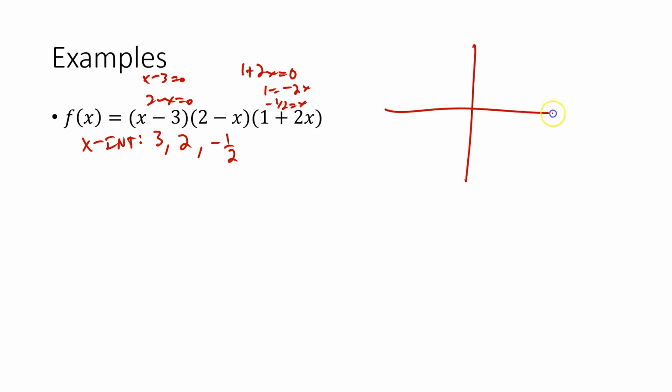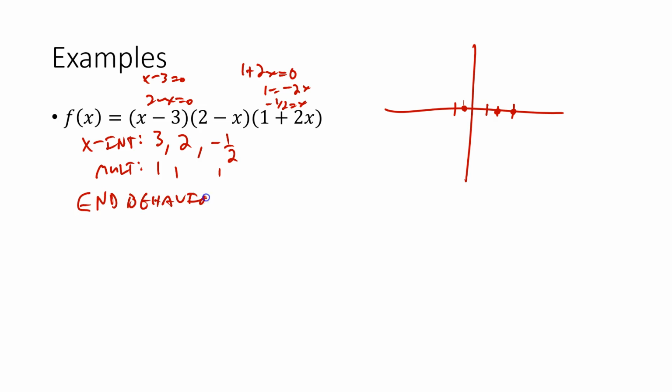So let's start a picture of the graph over here. 3 is going to be an intercept, 2 is an intercept, and then negative 1/2, which is right there, is going to be an intercept. The multiplicity of these, well, if we look at our powers, we have no powers up here on the roots, so they're all 1. So the multiplicities are all 1. It's just going to go straight through each one of those. Now let's think about the end behavior.